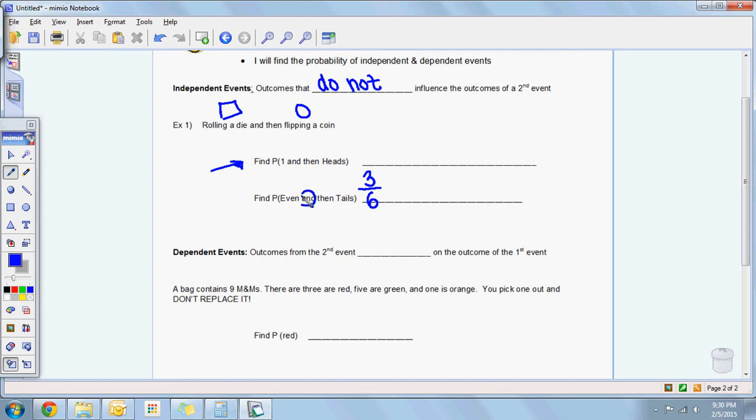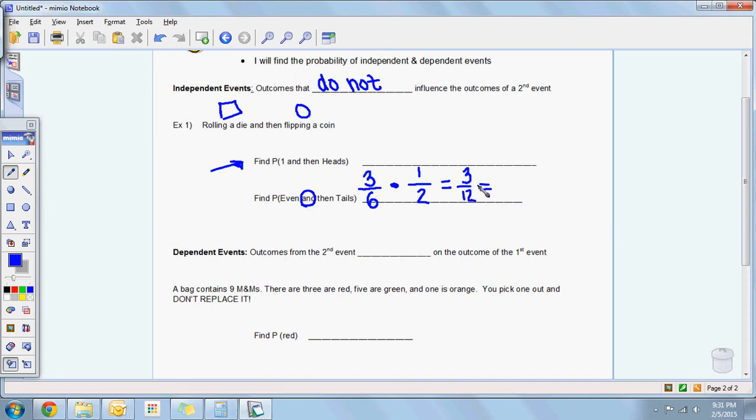So then it says "and," so that's a key to multiply, the probability of getting a tails. So if I flip this coin, there's 1 tail out of a total of 2 choices on the coin. So I've got my probability of the first event times the probability of the second event. So I'm going to multiply those together, multiply the tops, multiply the bottoms. Remember, for multiplication you do not have to find a common denominator. So we have 3 on the top and 12 on the bottom.